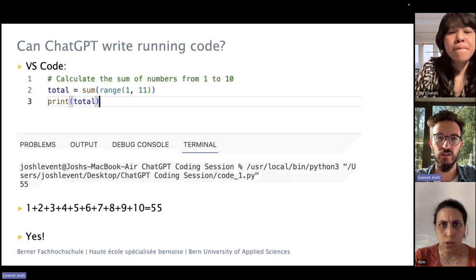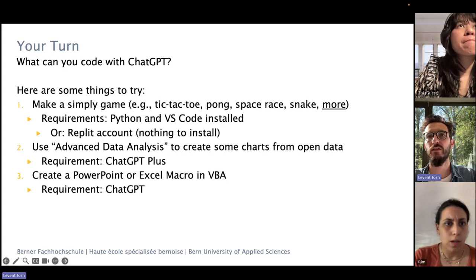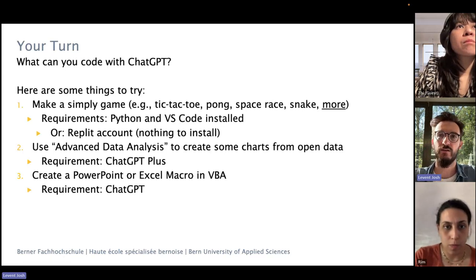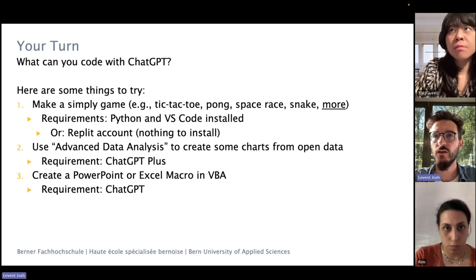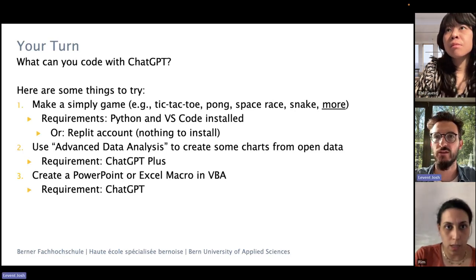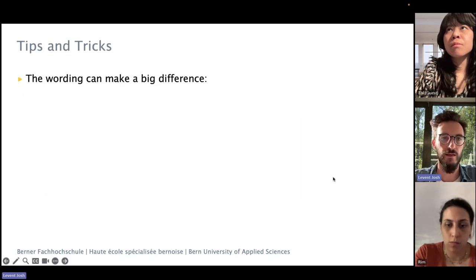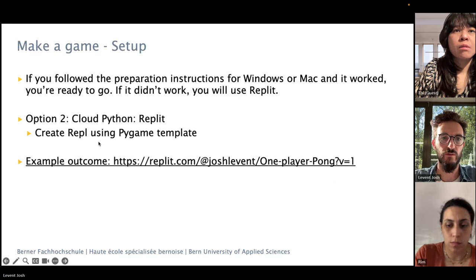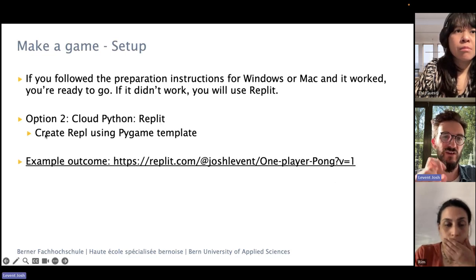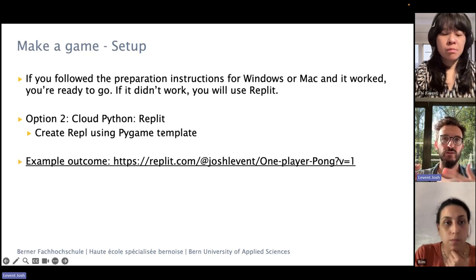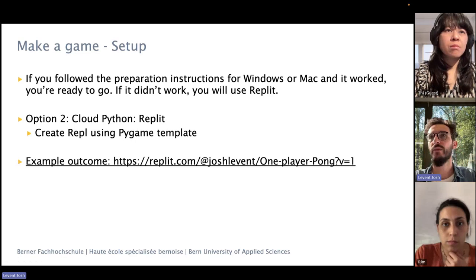What I'll get you to do is use Replit. I'll post that as well. That's a website that allows you to run Python online. So you just go to replit.com, create an account, and then maybe I've written it here. You create a Replit account, and then you create this thing called a REPL using this PyGame template, and then you'll be able to paste the code in there.